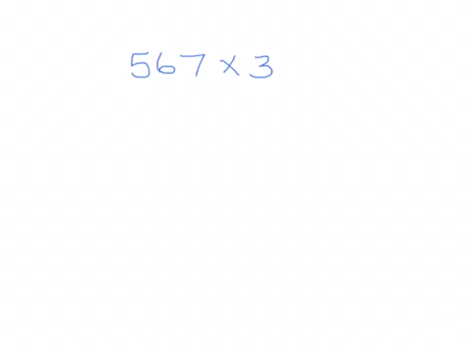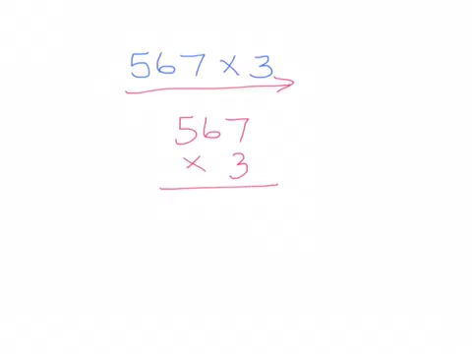567 times 3. Now, this morning, I was watching Lexi do a math problem, and she was working really hard to try to solve that problem going this way. When you see a problem like this, and it's set up this way, the first thing you should do is set it up as what I call an up and down problem, or a vertical problem. Okay? It's going to make it much easier to solve. So in this problem, I took my 567 times 3 and turned it into an up and down problem, or a vertical problem.